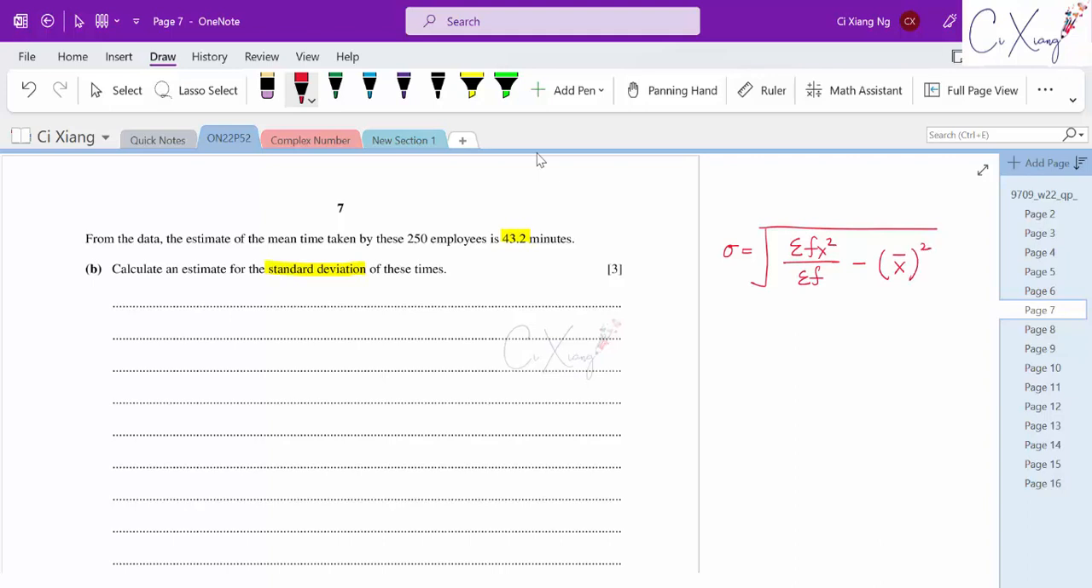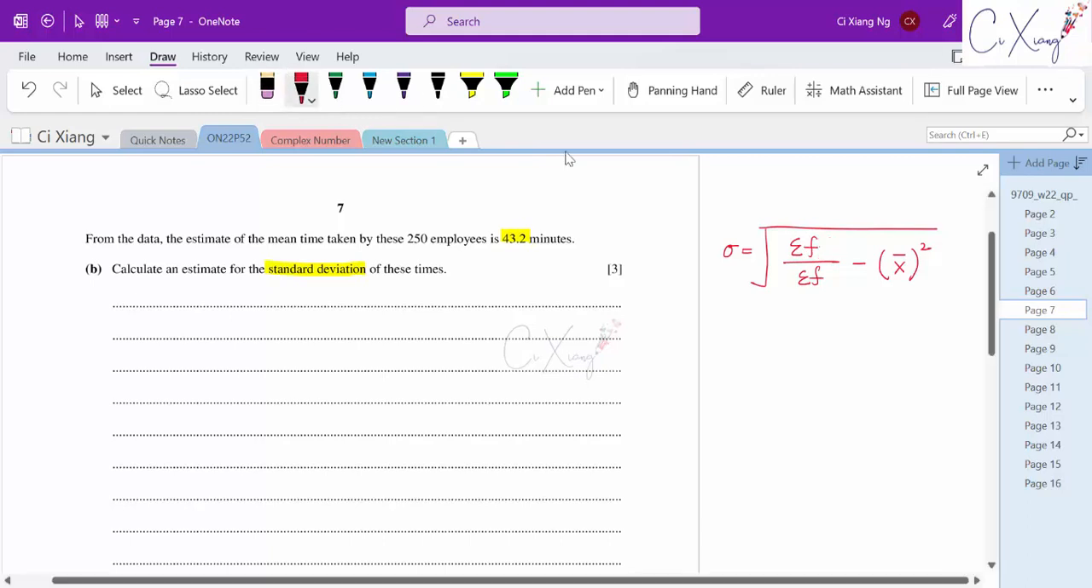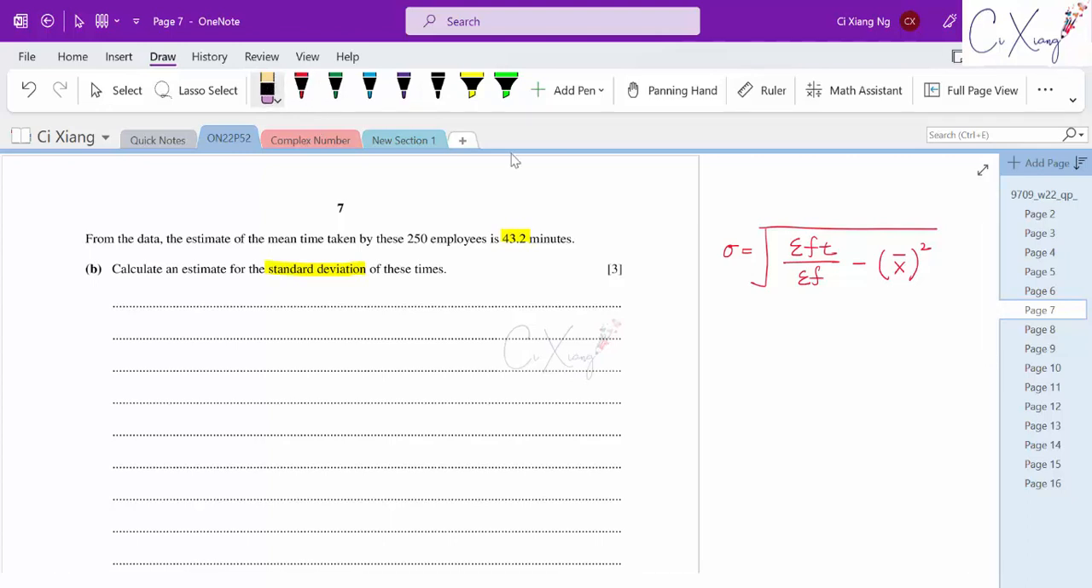So by right, this is the question that we should have. And then for this question, because they mentioned t, maybe I'll just put it as t. So ft, then multiply with minus the mean of t squared, and then you need to square the mean. All right, so first of all, let's find out the summation of ft squared first.